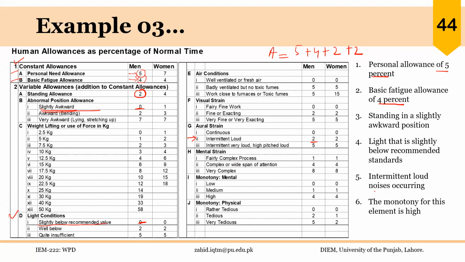And the monotony of this element is high. So let's assume that here we are talking about mental monotony. For high monotony, there is an allowance of 4%. The total allowance for this job will be 5 plus 4 plus 2 plus 2 plus 4, so that is 17%. So this is the table by ILO, and it can be used to get the total allowance in a certain situation.